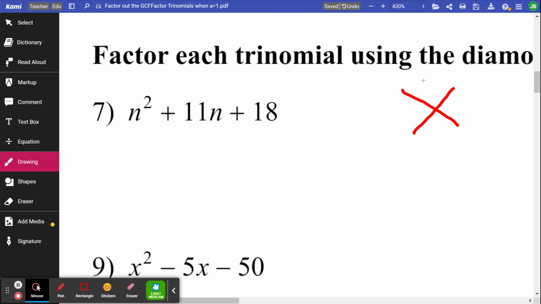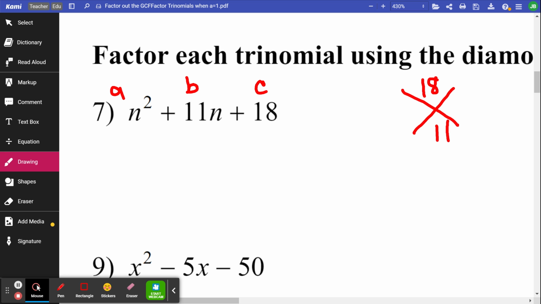So we have C on top and B on the bottom. Remember, this is A, this is B, and this is C. You have the attic times the ceiling on the top and the basement on the bottom. But this time our attic is 1, so it doesn't matter. For all of these, that's the case.